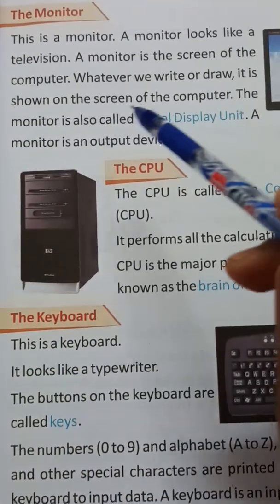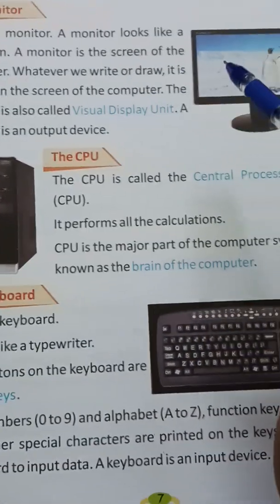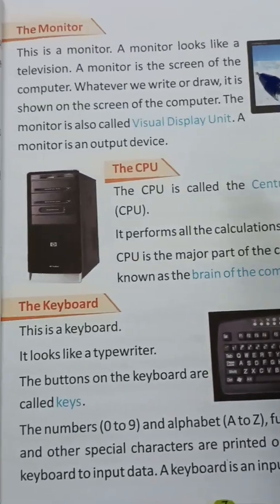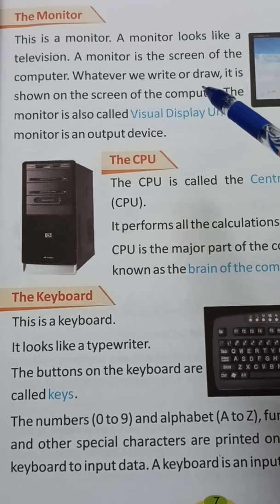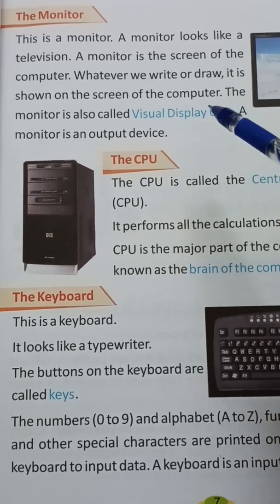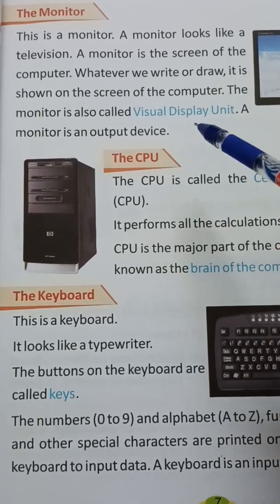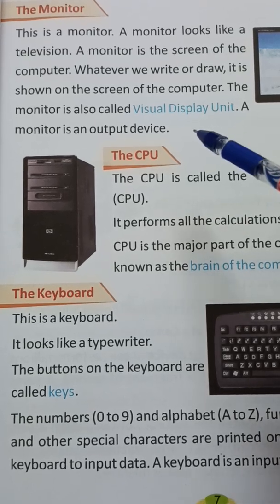What is a monitor? This is a monitor. You can see it. Our monitor looks like a television. Our monitor is the screen of the computer. Whatever we write or draw is shown on the screen of the computer. The monitor is also called the visual display unit. Our monitor is an output device.